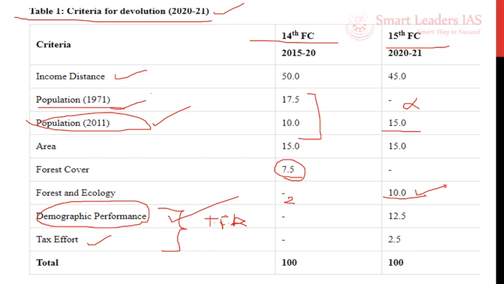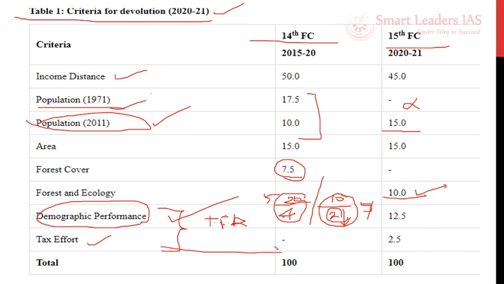Say there is a state which is having 20 crore and its fertility rate is 4. There is another state whose population is just 10 crore and its fertility rate is just 2. If you just see a mere population, it may seem that this state which is having 20 crore is going to benefit and this state is going to fall out. Not so. When you take demographic performance, this will also become 5. This will also become 5. So there is a parity, or we can say the lower the total fertility rate, you will have higher weightage in this area.